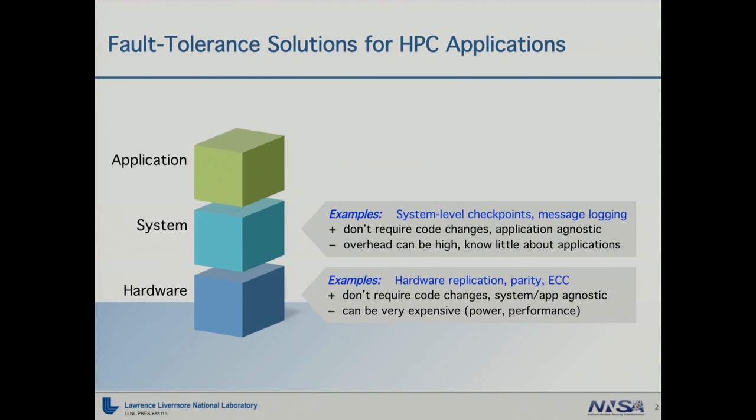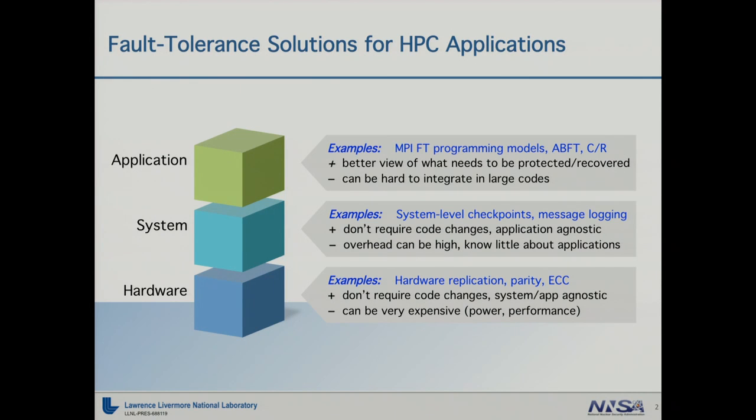The second group of solutions is what I call system level solutions. Examples here are system level checkpointing, message logging in the MPI library, and things like that. These approaches don't require changes in the application, but again, we could have a lot of overhead because many times we are replicating state that is not needed for recovering from a failure.